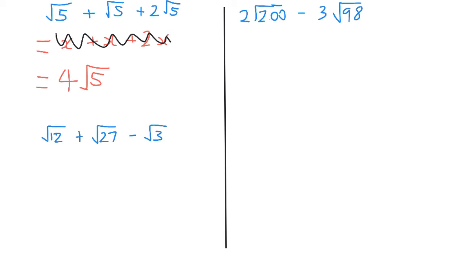For our second example, you'll notice we've got a problem. The simple thing to do would be to go, well, I'll go 12 plus 27 minus 3, and put it all under a square root, and that's fine. Again, not quite how we can operate.